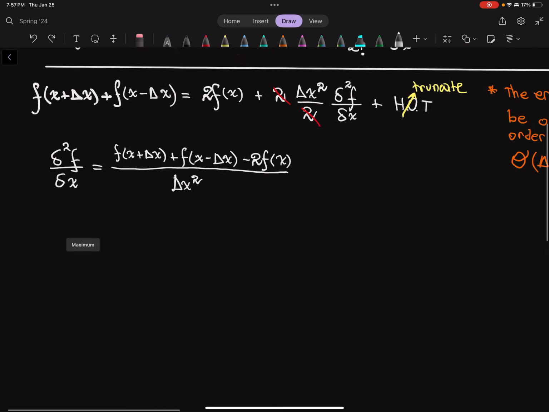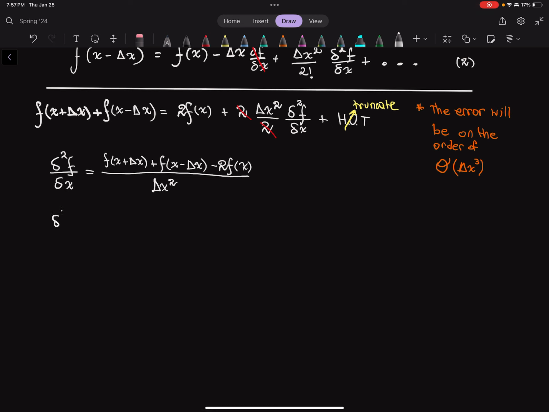Actually, I'm going to write it in a different way as well. And then you could put this in your code if you were trying to estimate the second order derivative using perhaps an iterative method. So this would be f at i plus 1 plus f at i minus 1 minus 2 f at i, divided by delta x squared.